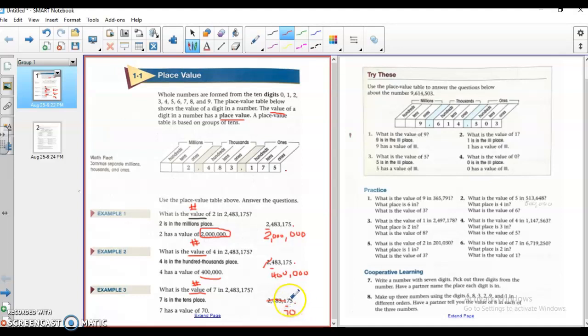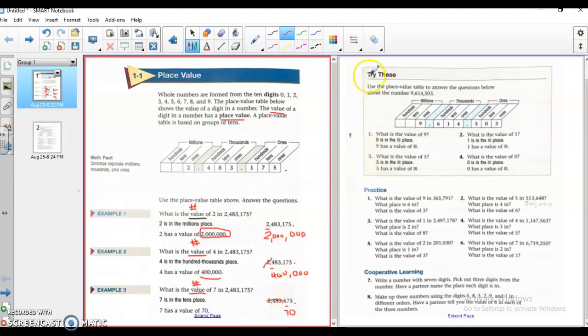So what is the value of the 7 in this large number? It's 70. Well, which makes sense because that's 75. 7 is in the tens, 10, 20, 30, 40, 50, 60, 70. When you have 7 groups of 10, that is the number 70. 7 in the tens makes up the number 70.